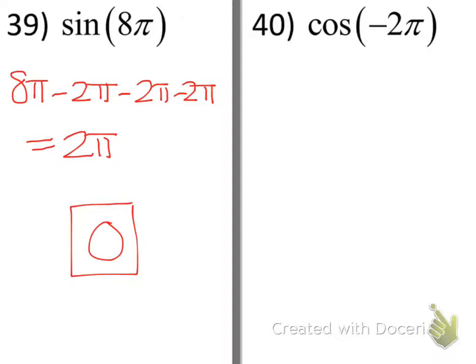And then for 40, the same thing applies, except since it's negative, if you add 2 pi to it to find the coterminal, to get it to be positive, then the first thing that happens is it adds to give you 0. Well, 0 pi, or 0, is a value also on the unit circle. So cosine at 0 is 1.